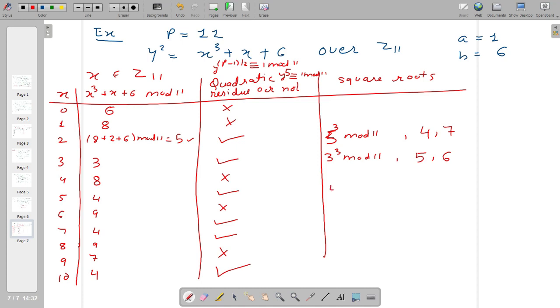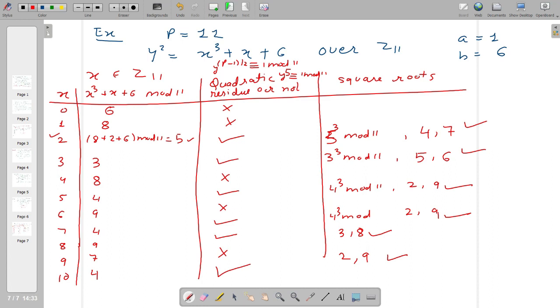For this it will be 4 cube mod 11, and it comes out to be 2 and 9. Again it will be 4 cube mod 11, so same, it will be 2 comma 9. Then for 9 it will be 3 comma 8, and for 4 it will be 2 comma 9. So these are the points, 4 comma 7, 5 comma 6, 2 comma 9. You can see these are the values of y, like square roots, and x is this. So this is how we are going to plot the points.